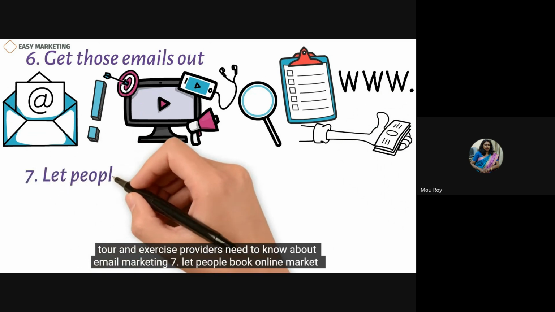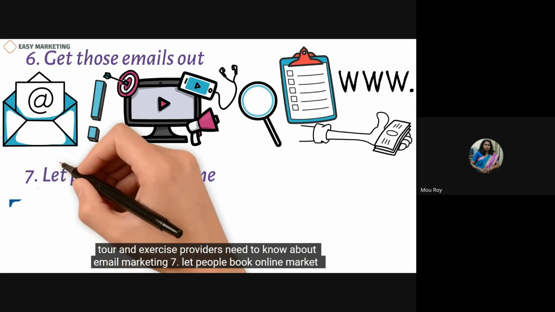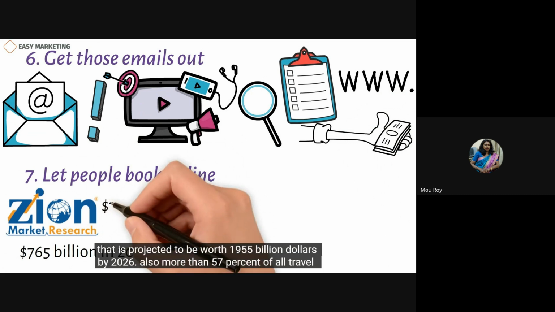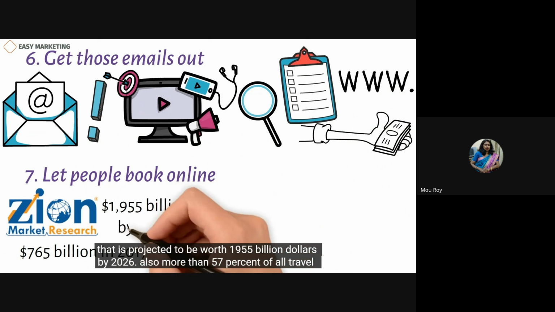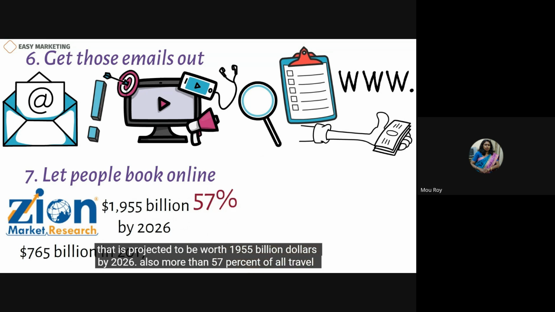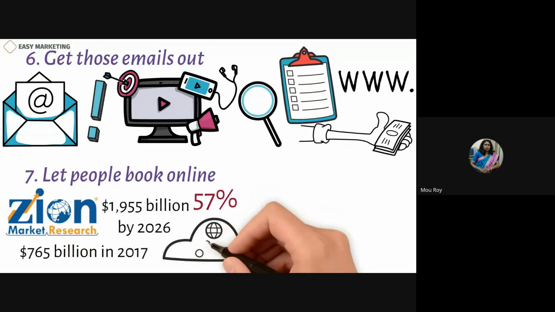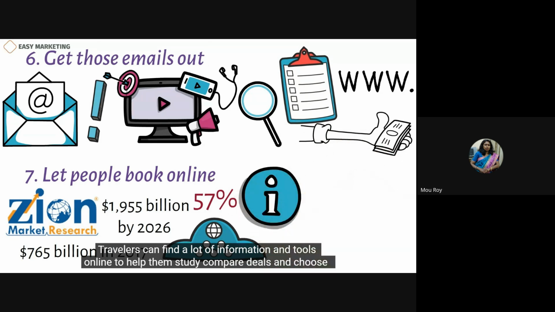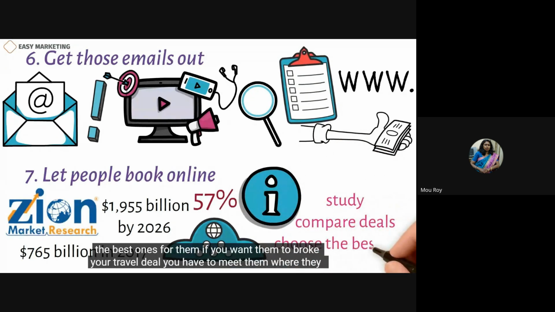7. Let people book online. Market research says that the online travel booking market was worth $765 billion in 2017, and that is projected to be worth $1,955 billion by 2026. Also, more than 57% of all travel bookings for hotels, tours and activities, flights, and other things are made online. Travelers can find a lot of information and tools online to help them study, compare deals, and choose the best ones for them.